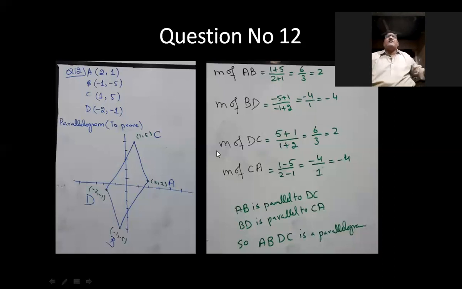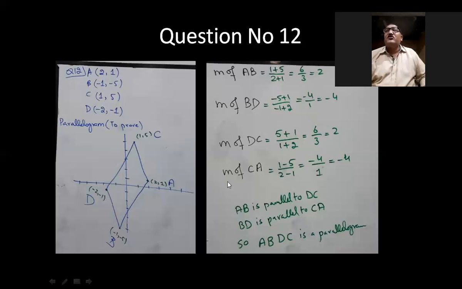In the same way, I will find the gradient of the DC line, and that will be 5 minus 1. It will make 5 plus 1. So 1 minus 2, it will make it 1 plus 2. So 5 plus 1 is 6. 1 plus 2 is 3.